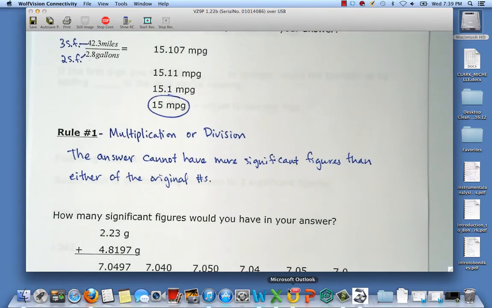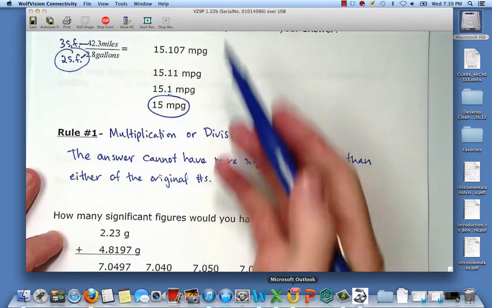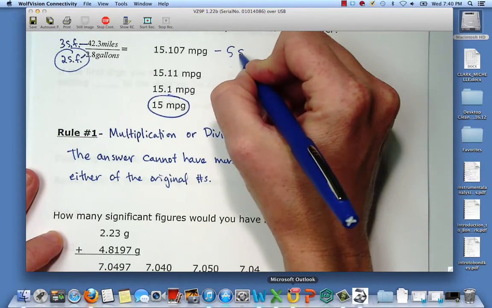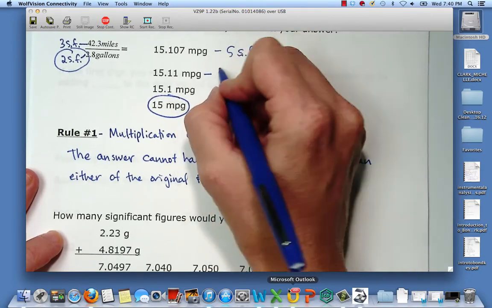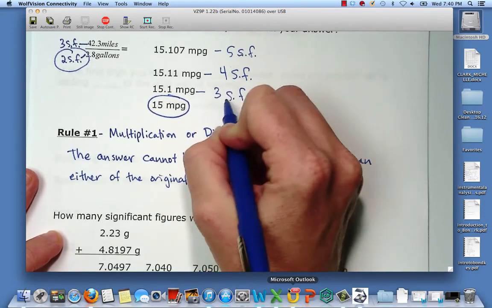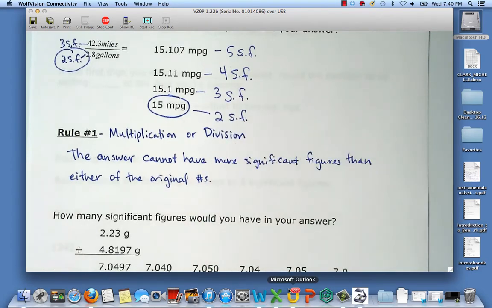So let's repeat that rule. The answer cannot have more significant figures than either of the original numbers. That means our answer cannot have more than 2 sig figs. So if you look at all these answers that I reported for you, you have 5 here. You have 4 here. You have 3 here. And you have 2 here. So that's how we came up with 15 miles per gallon. Questions on that one?